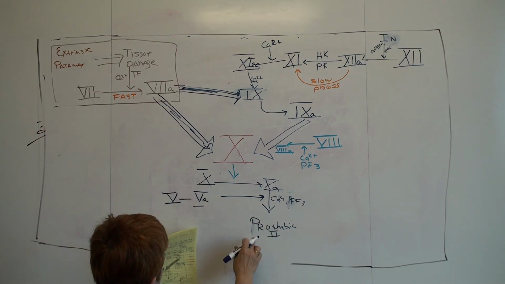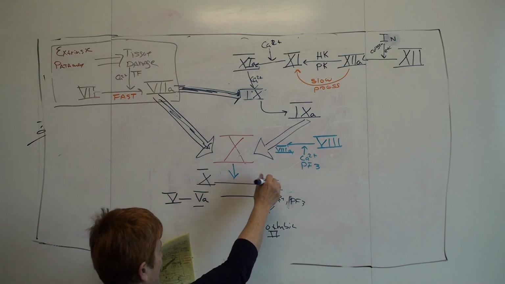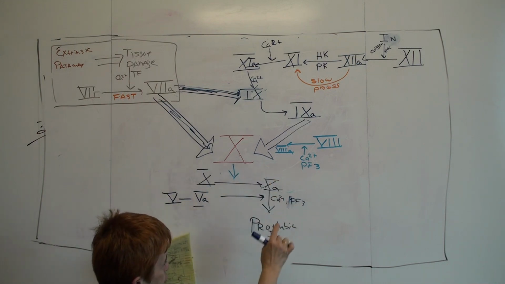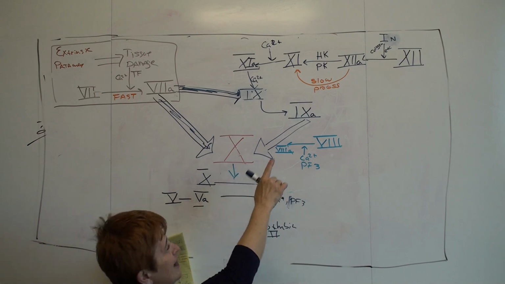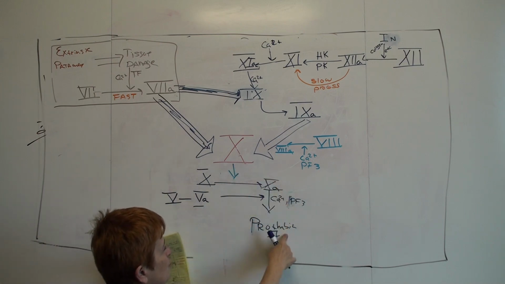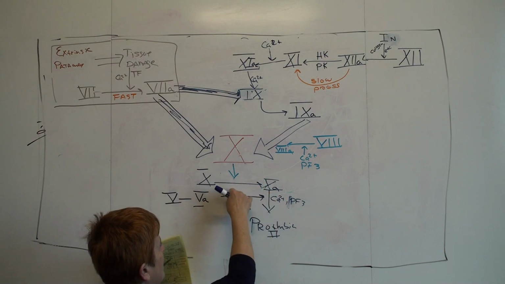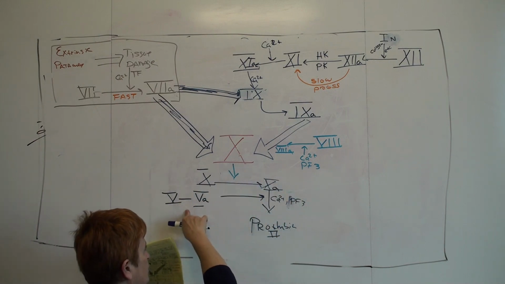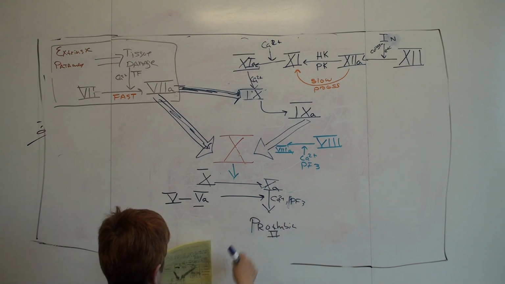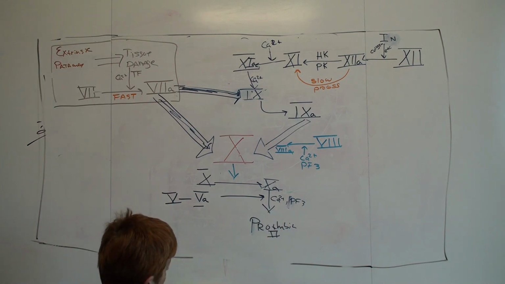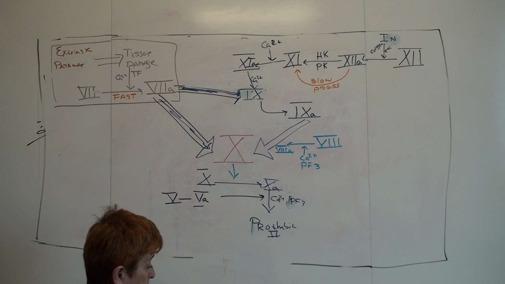Now, in order, 10 has to go to 2. 10, can you see me? Oh yeah, I'm on the floor. 10 has to go to prothrombin 2, but it can't do that unless it has factor 5 and calcium and platelet factor 3. Whew, this is like really complicated.